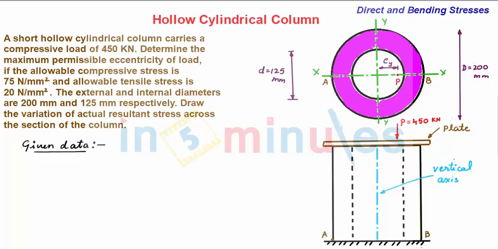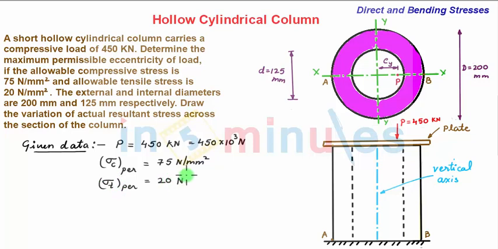Now let us note down all the given data. Our first given data is the load P, which is 450 kilonewton, or 450 into 10 to the power 3 Newton. Then the maximum permissible compressive stress is 75 Newton per mm square and the maximum permissible tensile stress is 20 Newton per mm square. The dimensions are shown in the diagram itself.